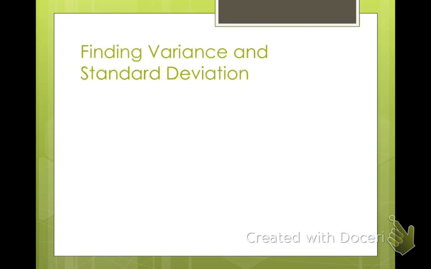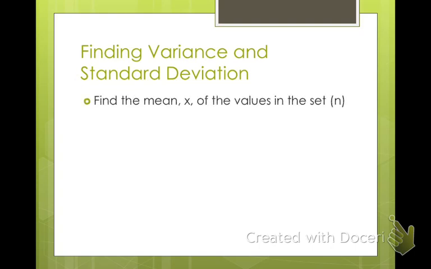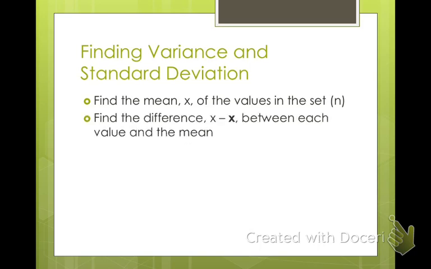Alright, so we're going to first talk about how you find variance and standard deviation. This is kind of a lengthy process. There's an equation at the end, but if you just remember the process, you're going to be okay. First thing you want to do is find the mean of the values in your data set. Remember, to find the mean, we add them all together and divide by however many we added together. Next, you're going to take the difference. You're going to take every value and subtract the mean from it. You're going to do that for every single number that you're given and find the difference.